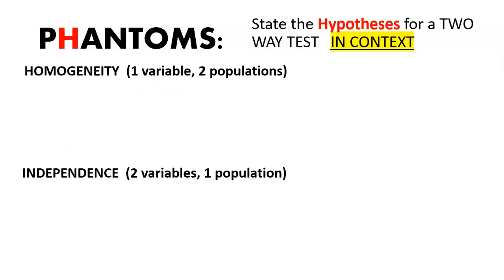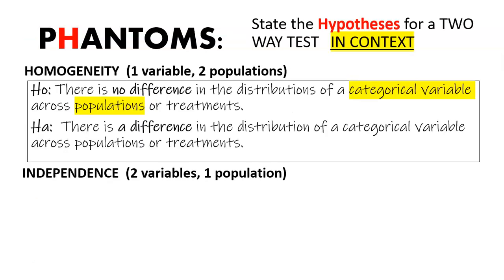Now, those hypotheses for homogeneity, the homogeneity is basically saying that the distribution of my variables are the same across my populations. So I would say there's no difference in the distributions of my variable across the populations or treatments. You want to make sure you say those in context. So you want to say the distribution of what is my variable, and you want to make sure you address what those populations are. Okay?